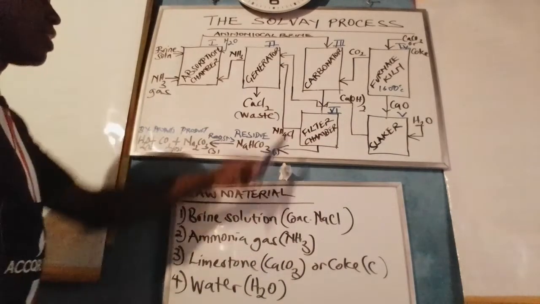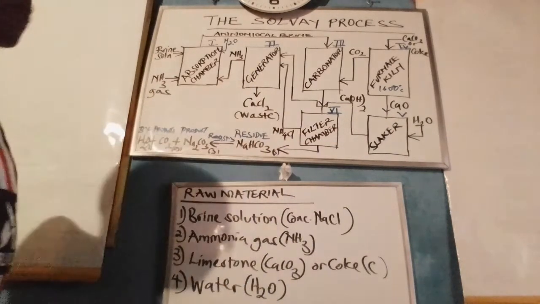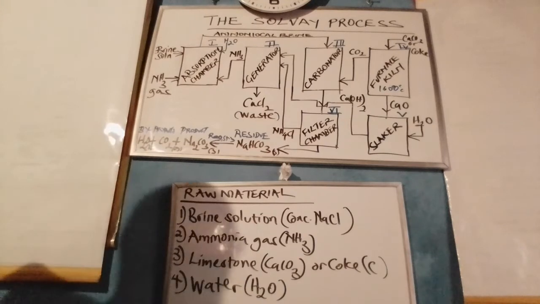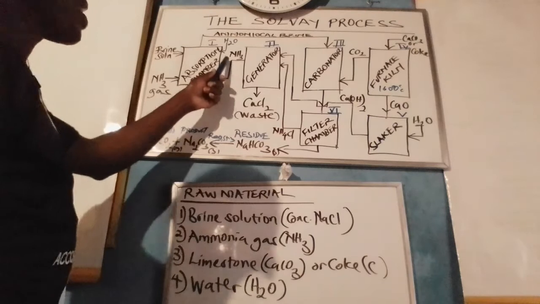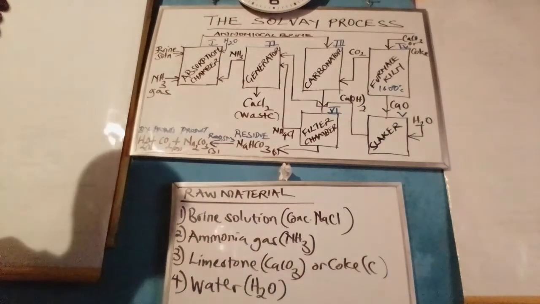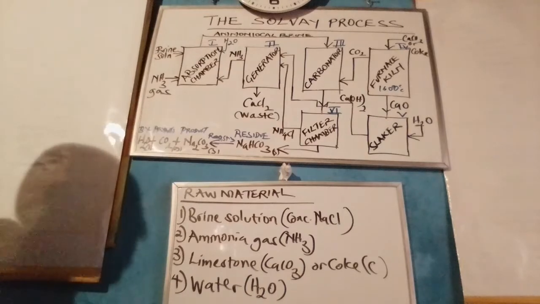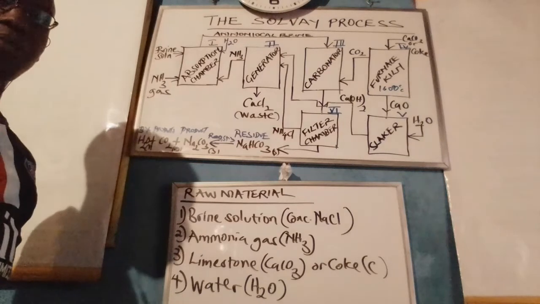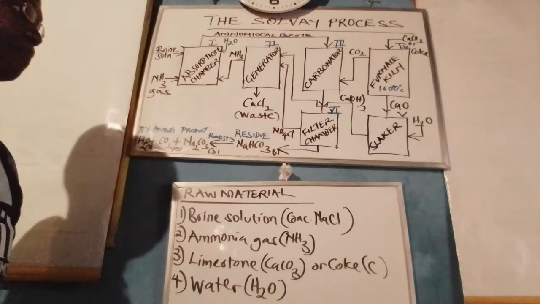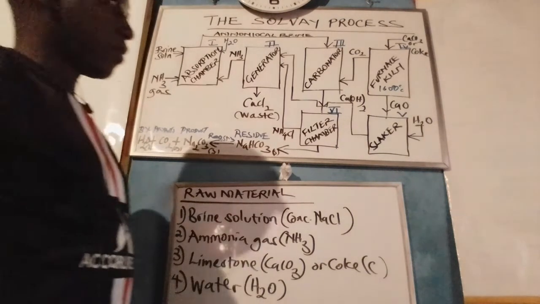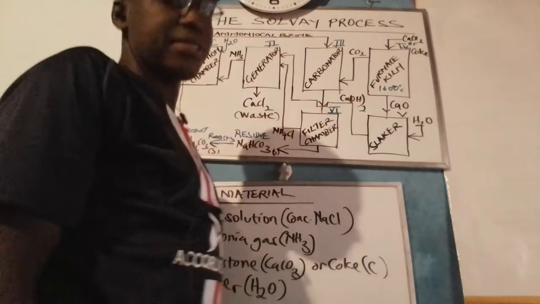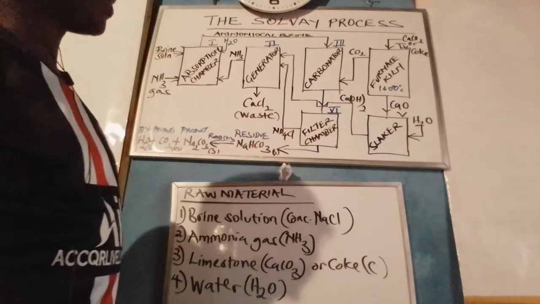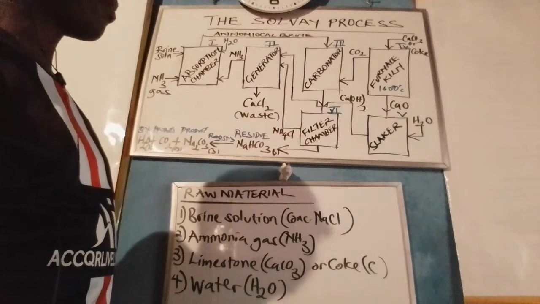The lime water is transferred to the generator to meet the filtrate from the filter chamber, namely the ammonium chloride. The mixture of the two forms ammonia gas, which is again recycled in the process and goes back to the carbonator to represent the second sequence of reactions for the formation of the product sodium carbonate.